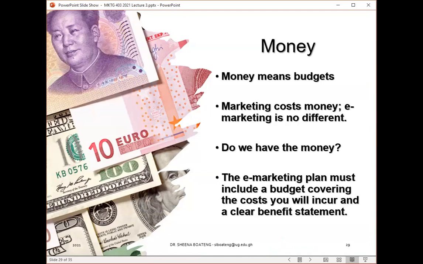And I dare say that it's by far one of the most expensive arms of the organization, right? And e-marketing is no different, because e-marketing is a subsection of marketing. So under the money resource, the key question we need to ask ourselves is, do we have the money to be able to implement this lofty e-marketing strategy that we have developed?